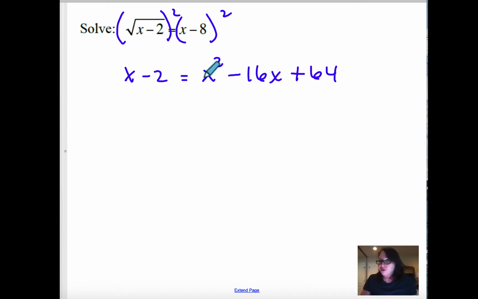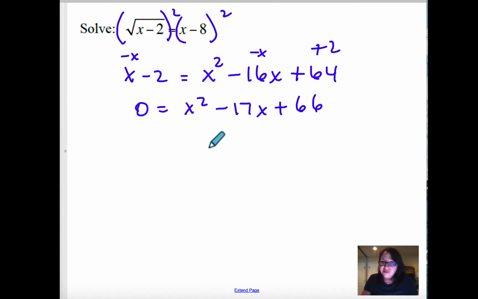So again, it's quadratic. You need to set it equal to 0. You get x squared, and then you're going to subtract x from both sides. So you get minus 17x, and then we're going to add 2. So that's going to be plus 66. And again, I'm going to factor. You can always use the quadratic formula, or wait for it, use the quadratic formula on your calculator.